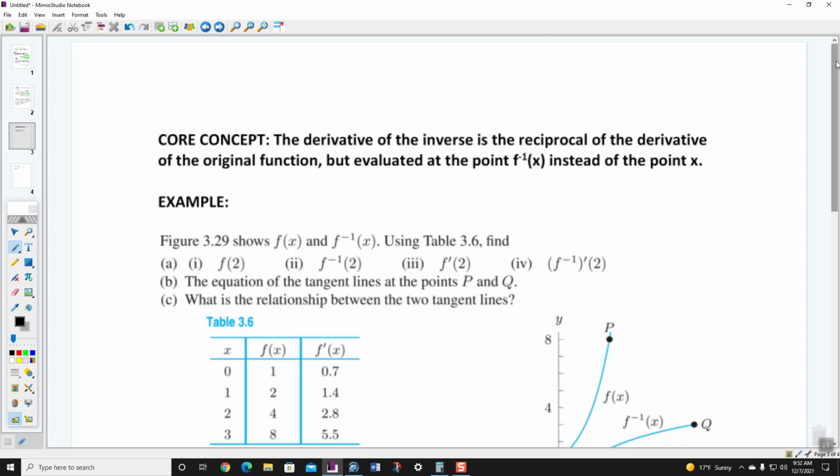Okay. Guys, the core concept we're going to talk about today is this. It says the derivative of the inverse is the what? Reciprocal of the derivative of the what? Okay.